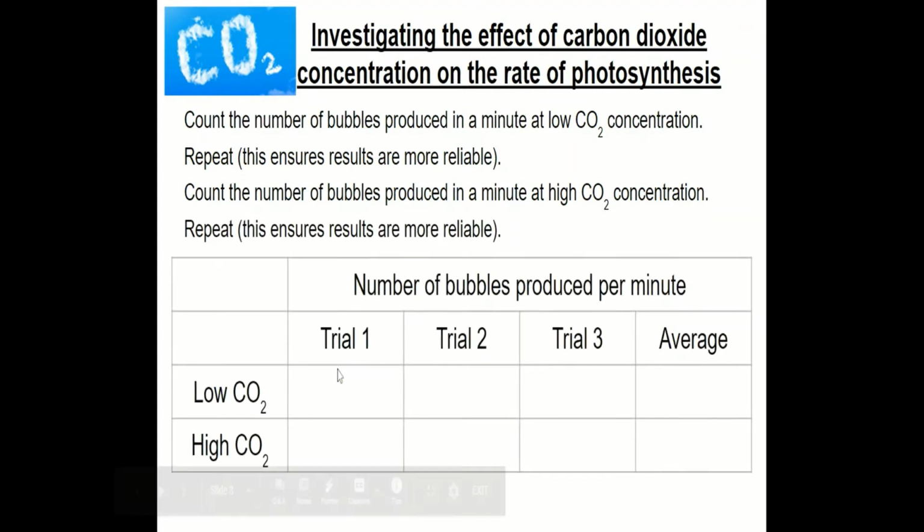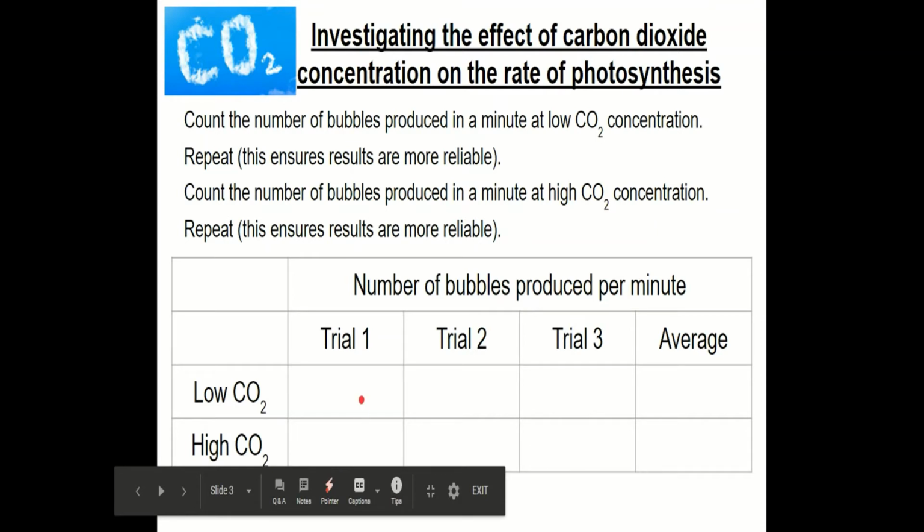There's the table. You've got places to fill in your 3 trials, 1, 2, 3 repeats for low concentration, and then find an average, and 1, 2, 3 repeats for high concentration of carbon dioxide and find an average. That'll be the first experiment.